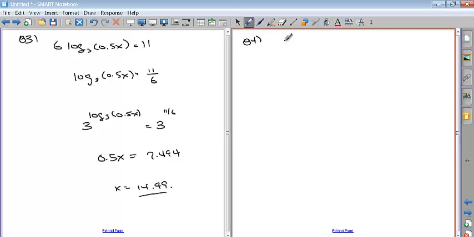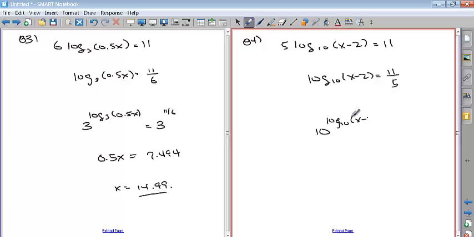84. 5 log base 10 of x minus 2 equals 11. Okay, same thing. Divide both sides by 5. Then you have 10 to the log base 10 of x minus 2 is equal to 10 to the 11/5 power. 10 to the log base 10 of x minus 2 is just x minus 2.